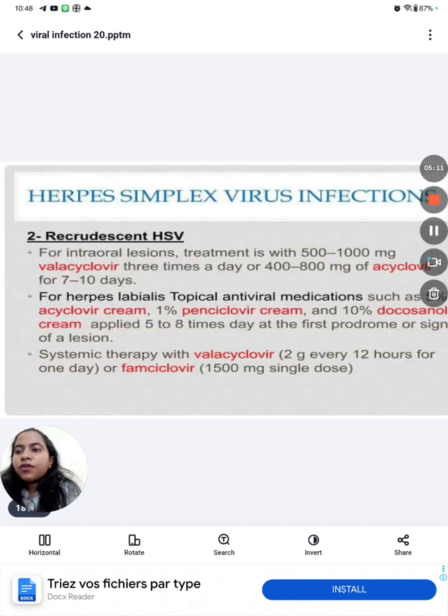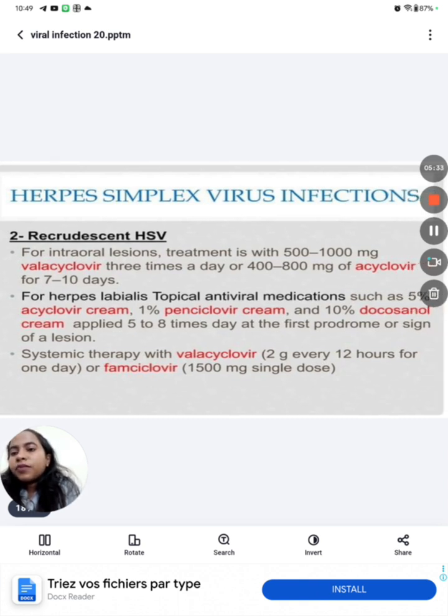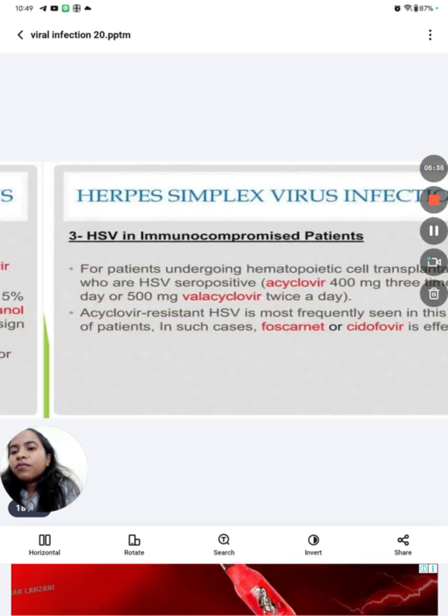Recrudescent HSV for intraoral lesion treatment is with 500 to 1000 mg acyclovir 3 times a day, or 400 mg of acyclovir for 7 to 10 days. Herpes labialis is treated with topical antiviral medications such as 5% acyclovir cream and 1% penciclovir cream. Systemic therapy, we can give acyclovir.